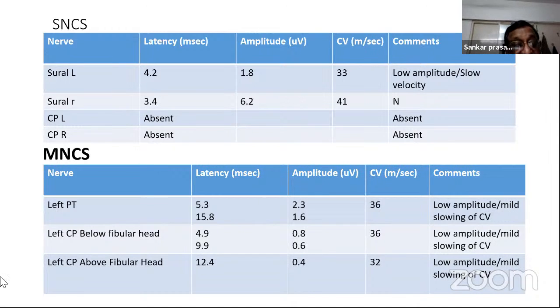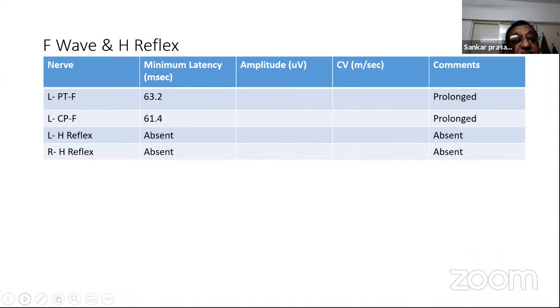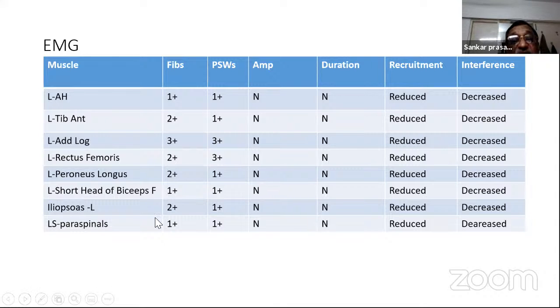The CMAP abnormalities are there, so we have to do EMG anyway. And what is the F reflex? Left side posterior tibial, common peroneal, both F's are prolonged, and H reflex is absent, and H is absent on the right also. And then the EMG. EMG is showing fibs and positive sharp waves in so many muscles. Paraspinals also, it is showing iliopsoas, short head of biceps femoris, which is supplied by the peroneal division or fibular division before it leaves the thigh.